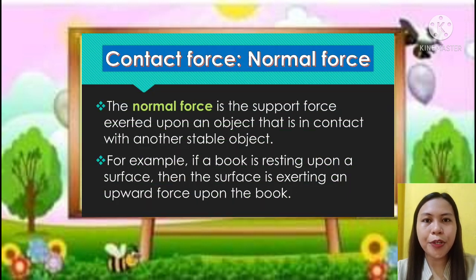The third type under contact forces is the normal force. It is a support force exerted upon an object that is in contact with another stable object. For example, if a book is resting upon a surface, then the surface is exerting an upward force upon the book in order to support the weight of the book.